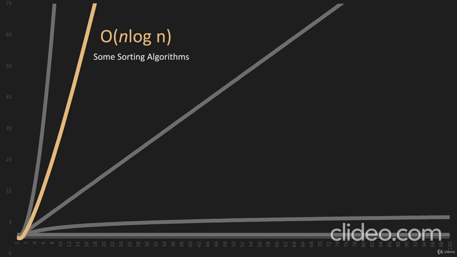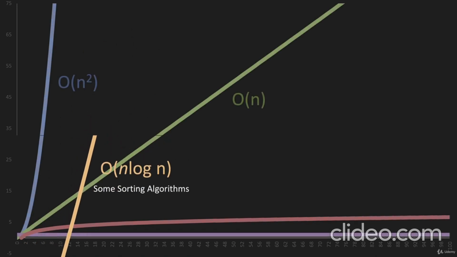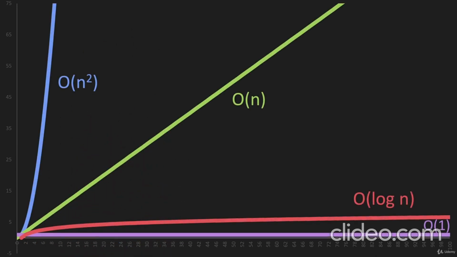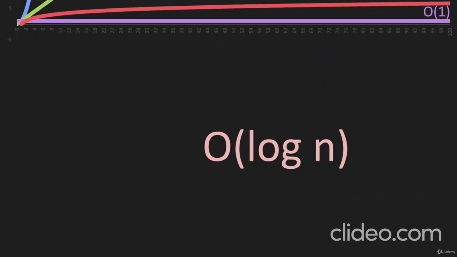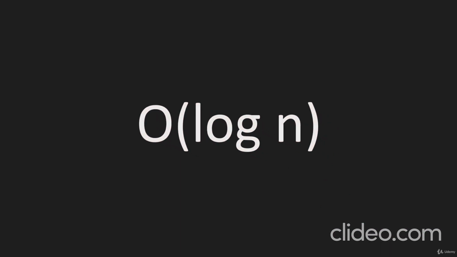We will talk about this and how we came up with n times log n when we get to those sorting algorithms, because it'll make more sense then. So that's why I'm not going to talk about this now. I'm going to take this back out. So for the rest of the course, everything that we look at is going to be one of these four. So that is O of log n.